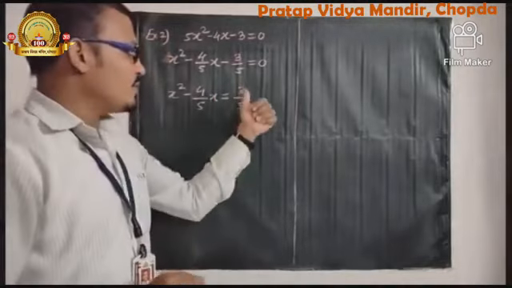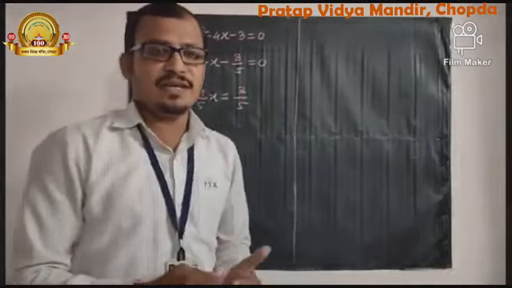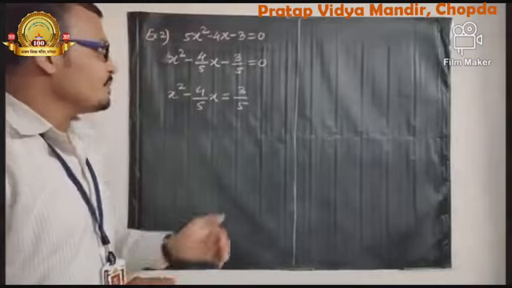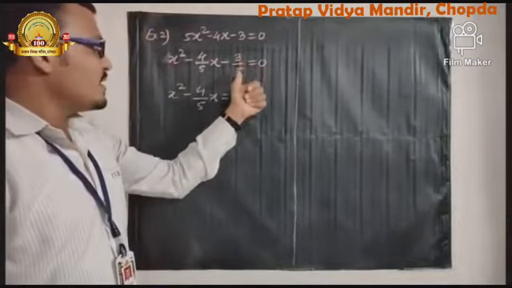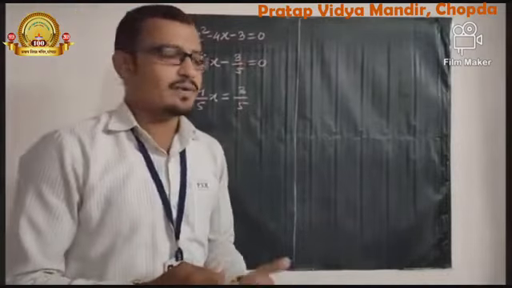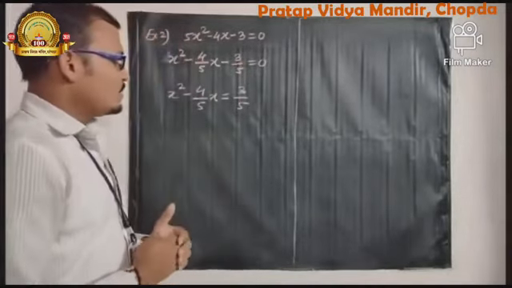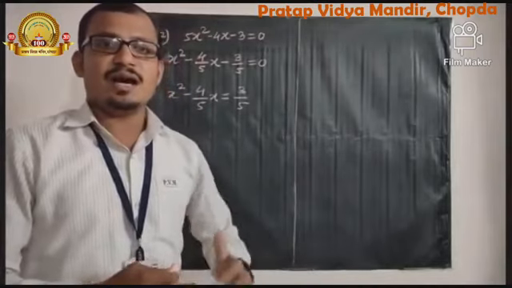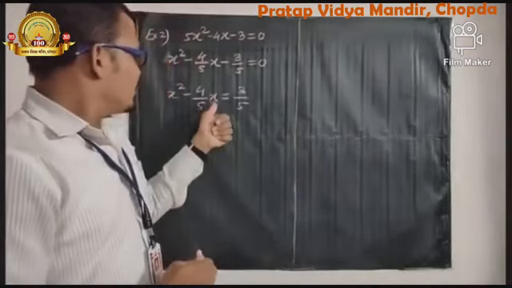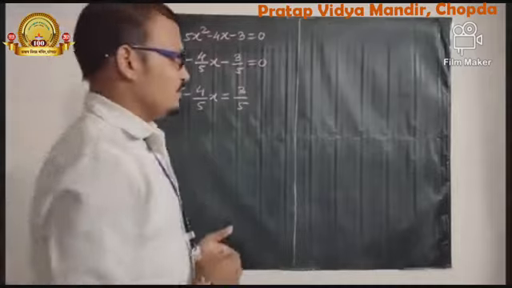Why plus 3 upon 5? Because when we shift any term from LHS to RHS, its sign changes, and so this minus 3 upon 5 becomes 3 upon 5. Now we have to add the square of half of the coefficient of the middle term.